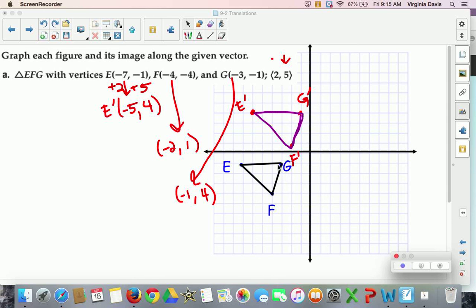So then the translation should be the same distance for the vector, which it is because we added 2 and we added 5 each time.